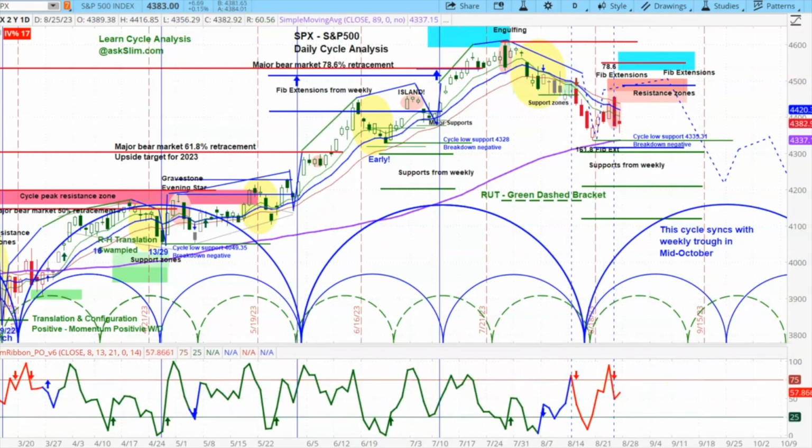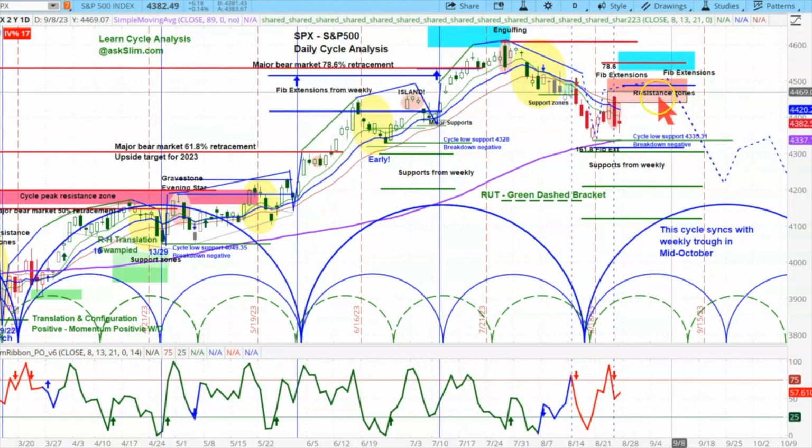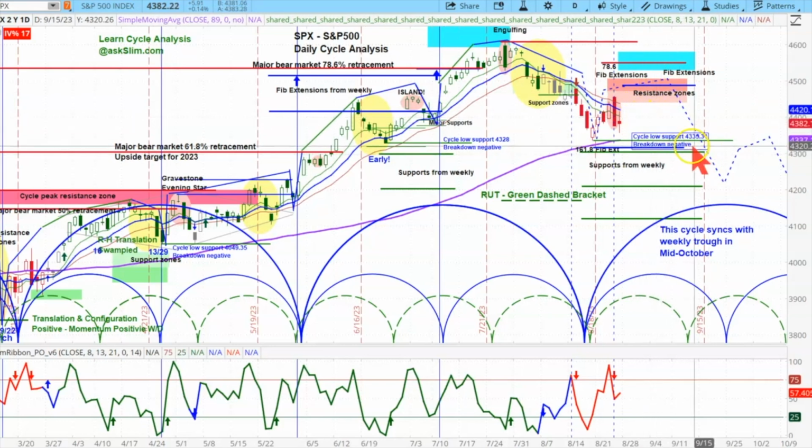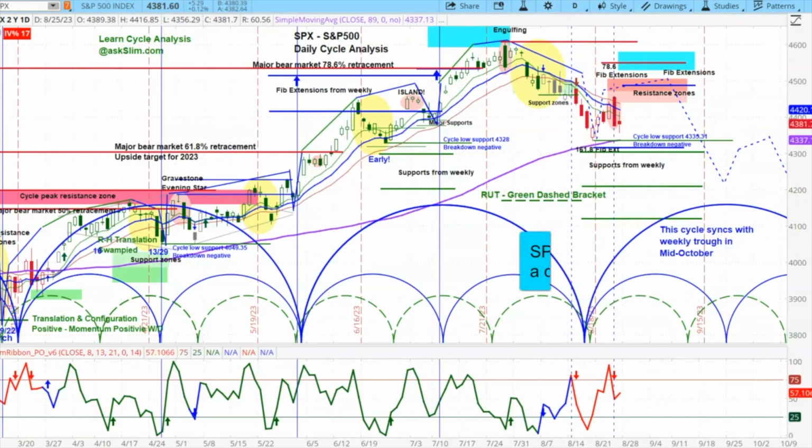And you can write to Matt at askSlim.com to find out how to get the slim ribbon PO. Now, the projection in here is such that there's some room in here, and a range between this 44.70 and this 43.35, that it could be bouncing up in here and down for a little while before it then does turn down. But again, under 43.35.31, that is a negative warning, and it could actually accelerate to the downside.